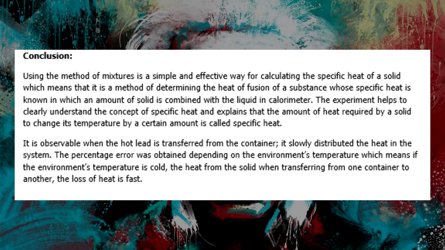It is observable when the hot lead is transferred from the container. It slowly distributed the heat in the system. The percentage error was obtained depending on the environment's temperature, which means if the environment's temperature is cold, the heat from the solid when transferring from one container to another, the loss of heat is fast.